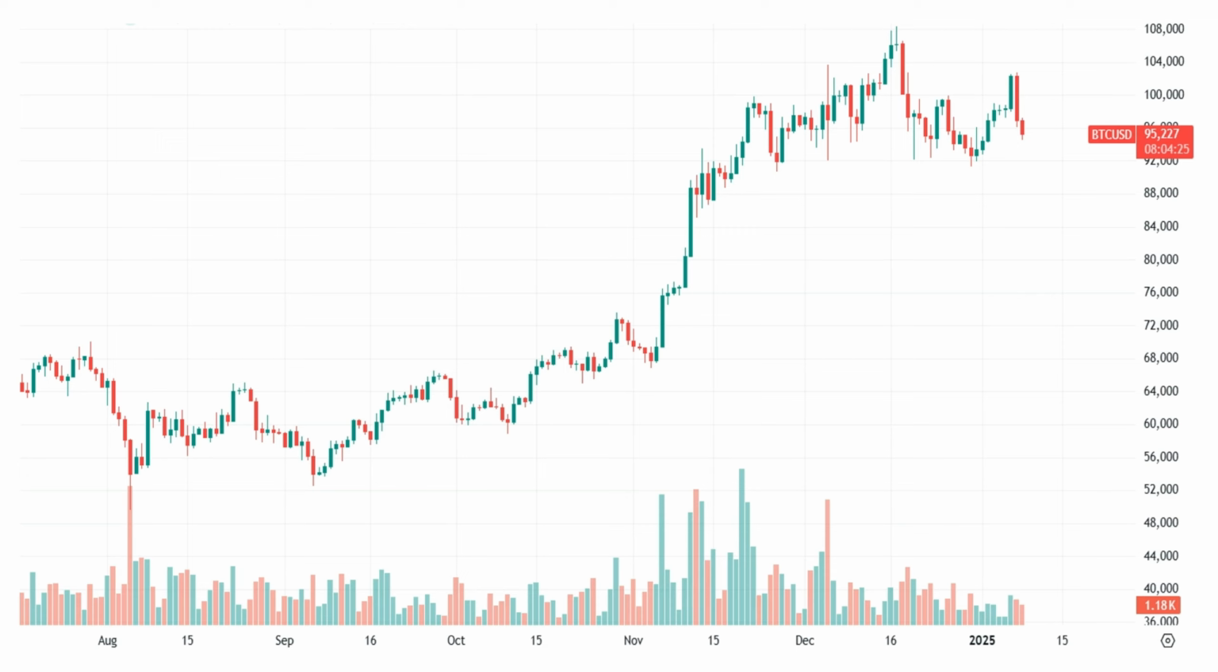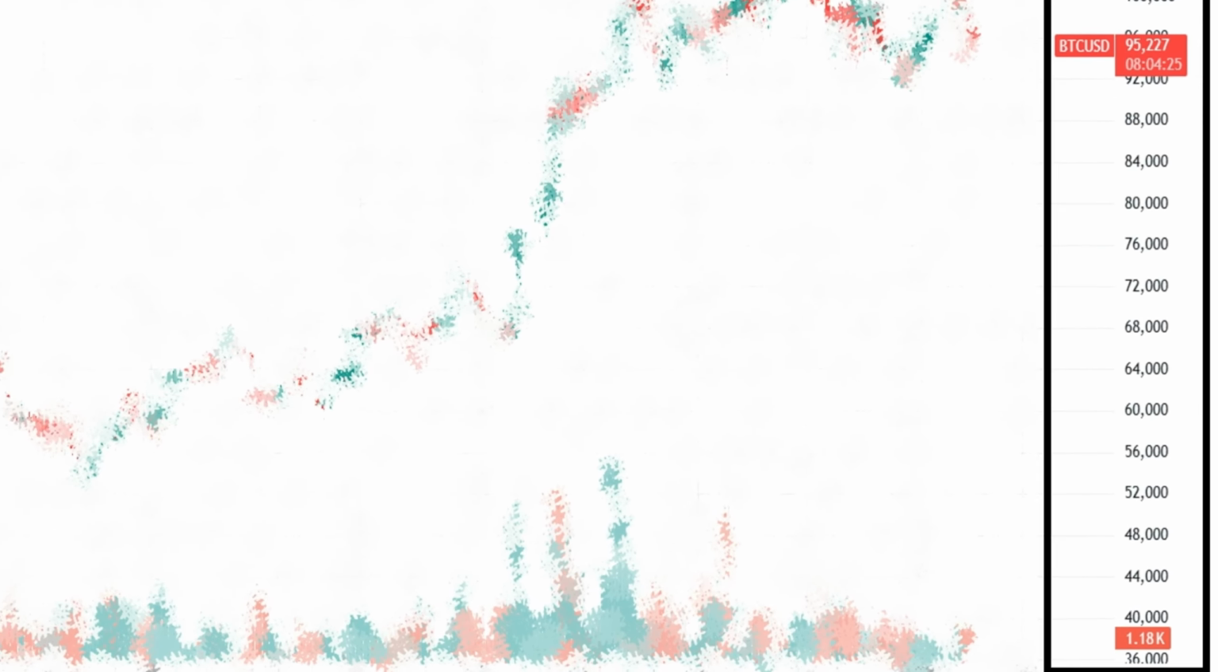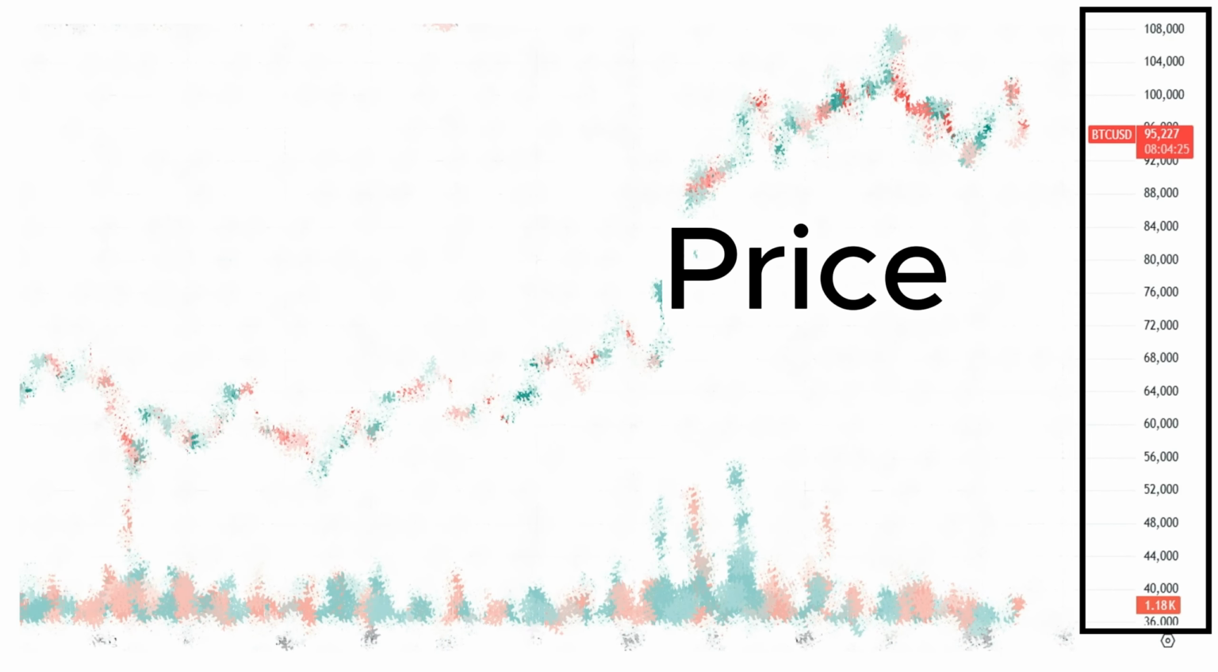And also, this is a chart from Bitcoin, and in the chart there are some good features that can be very practical in reading markets. The first feature is the price. And as you can see, price is always located at the right side of the charts, and price is essential in defining and reading the market.